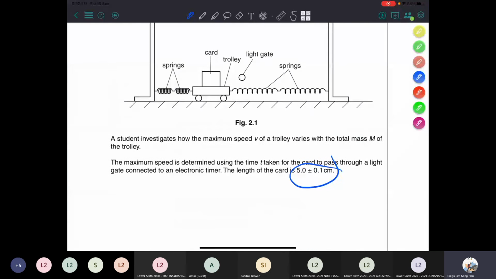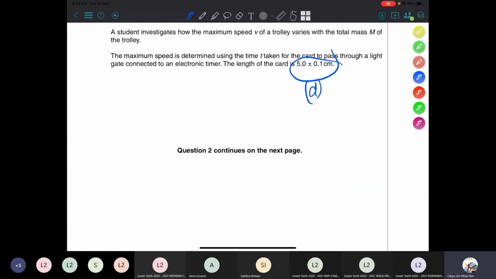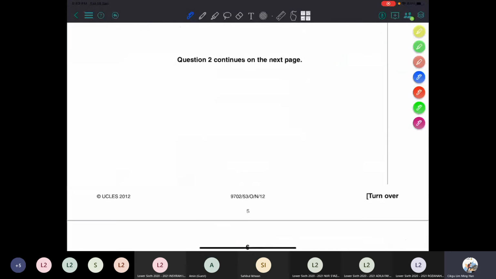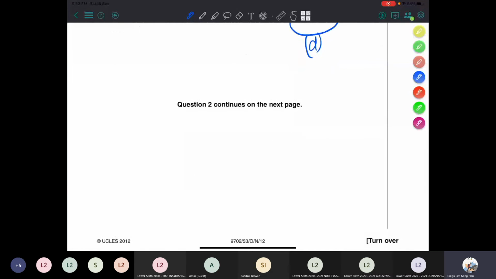A student studies how the maximum speed varies with the total mass. The maximum speed is determined using the time taken for the cart to pass through a light gate connected to a timer. The length of the cart is 5.0. Okay, so this is the distance. And the time taken to pass through the light gate is given here.